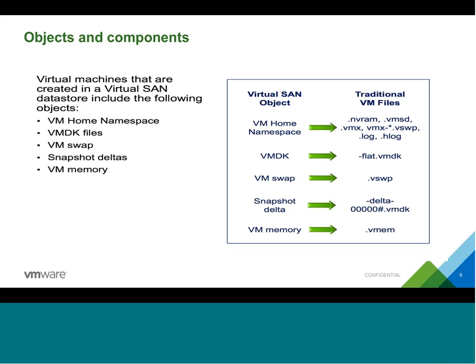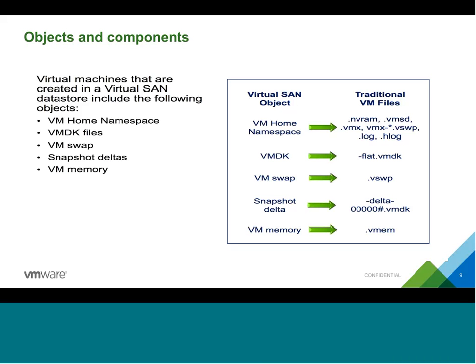Similarly, a swap object, .vswap. Whenever a virtual machine is created, there's a swap file that is created, right? The size of the swap file is equal to the memory minus the reservation. So if I create a virtual machine with, say, 16 GB of memory, the moment I power on the virtual machine and there is no reservation configured, there will be a swap file of 16 GB in size. That is a separate object here in vSAN, right?